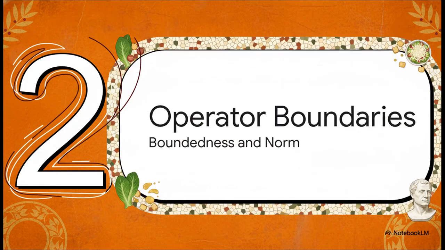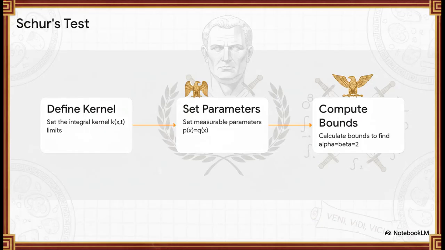Moving right into Section 2, boundedness, adjoint, and norm. Our first real trial here is proving the foundational boundaries of this newly defined operator. So how do we tame infinity? When you're dealing with infinite spaces, you absolutely have to prove your operator isn't just going to spiral out of control. The authors brilliantly break down this proof of boundedness using Schur's test.